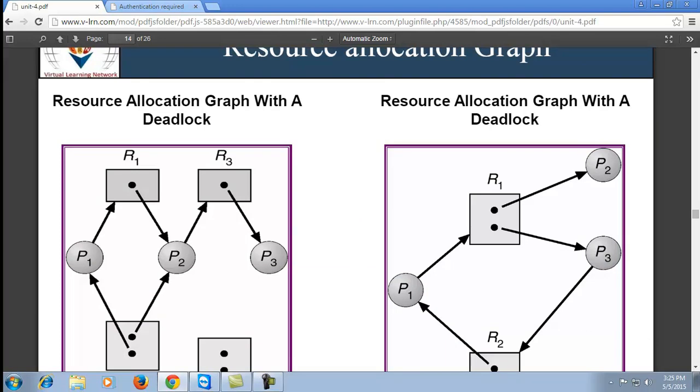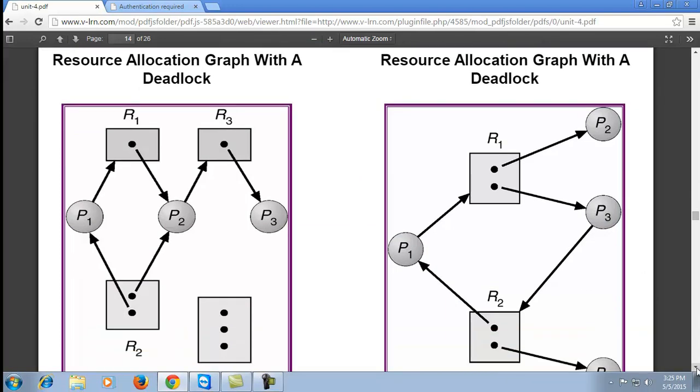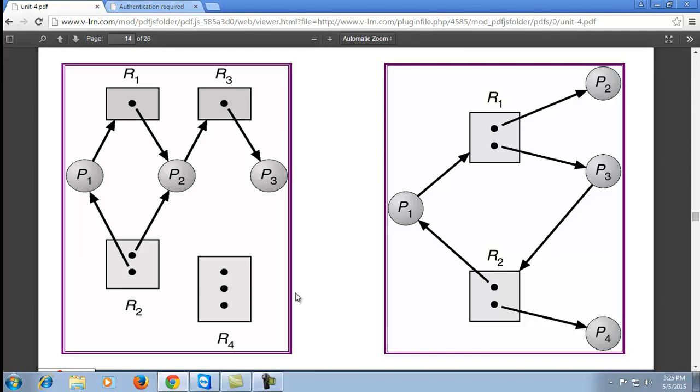In the first notation, there are processes P1, P2 and P3. In the same way, there are resources R1, R2, R3, and the dots in each resource represent the number of instances. P1 to R1 means P1 is requesting R1. R1 to P2 means resource R1 is held by P2. P2 to R3 means P2 is requesting R3, and R3 to P3 means resource R3 is held by process P3. Every resource is held by another process while requesting another resource. So this is the condition of deadlock.